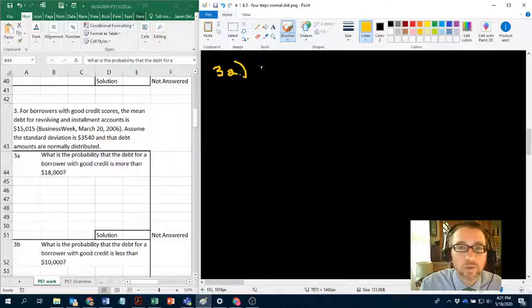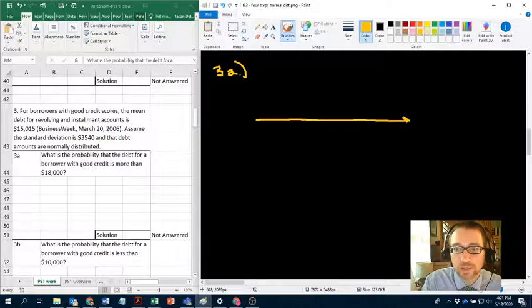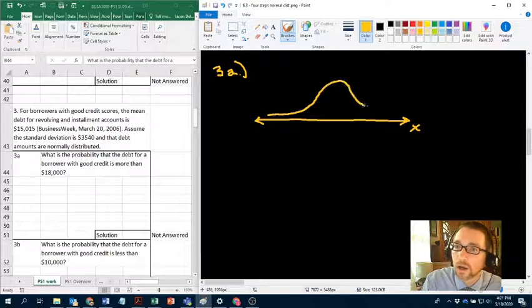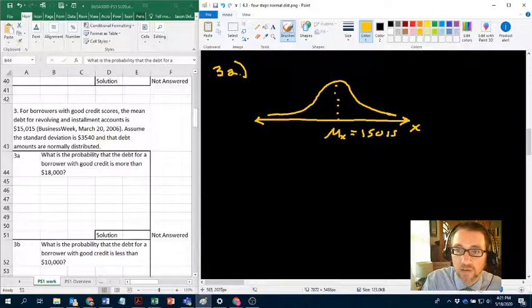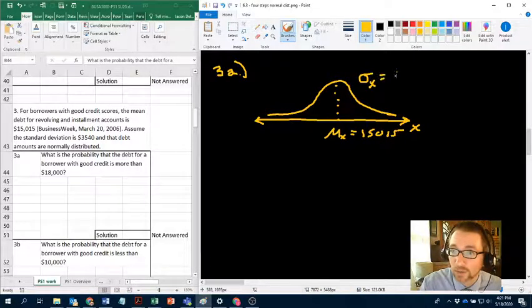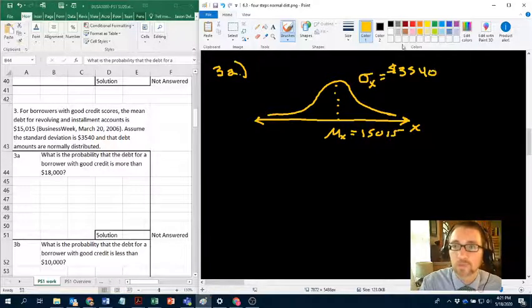Again, we've got borrowers with good credit scores. We're assuming that they are normally distributed. This is the value of x. The average value, call it mu x, is 15,015. Sigma x here, the standard deviation of the population of all these borrowers, is 3,540, and these are measured in dollars.